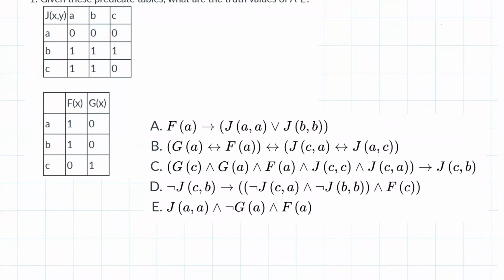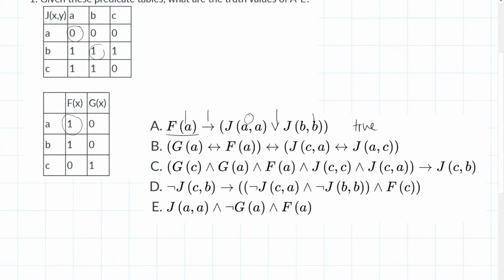Question 1 says, given these predicate tables, what are the truth values of formulas A to E? So formula A starts off with FA, and I can read that off the table over here as true. And over here, JAA is false, and JBB is true, which means that our OR is true. So we have 1 arrow 1, which is true. So the truth value of A is true.